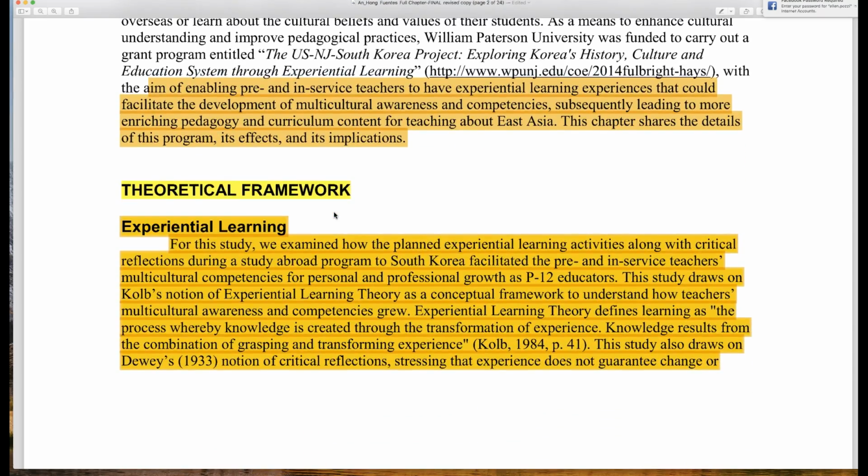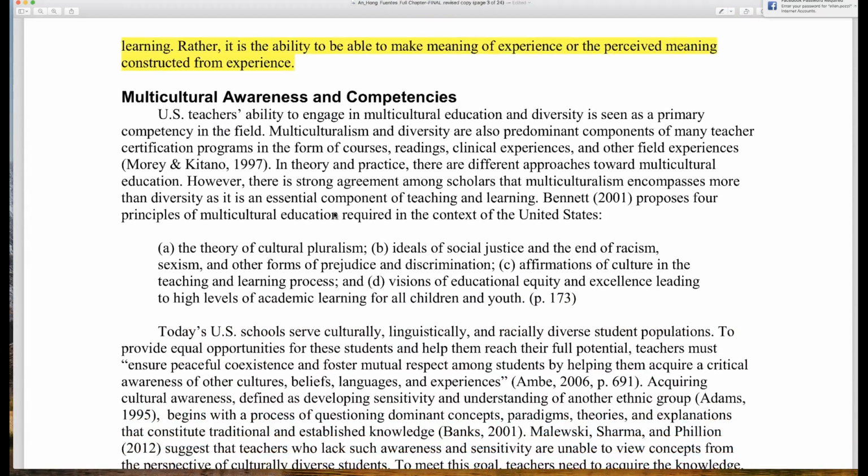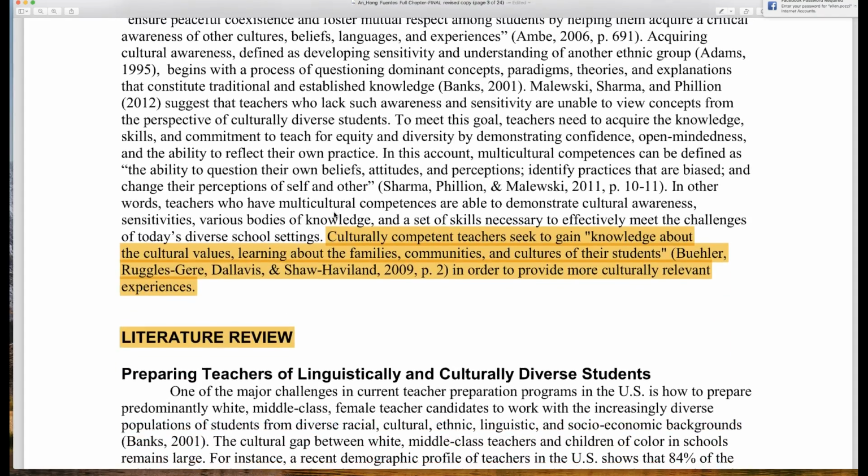We talked about having a theoretical rationale or framework. In this paper, they're using experiential learning as part of the theoretical framework for the study. Also, multicultural awareness and competences is part of the rationale and background for the study.